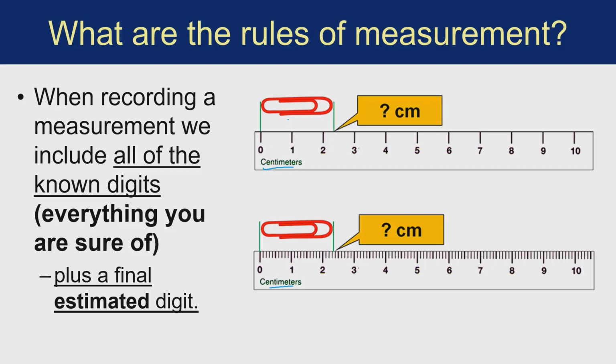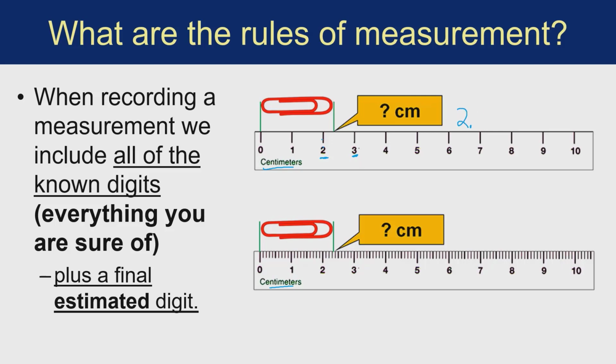So if we were to measure this paperclip using the top ruler, we are going to record in the measurement all the known digits, which means everything we're sure of, plus our estimate. And this is really called measuring to the proper number of significant figures. Let's apply it. We know right now that this paperclip is more than 2, but less than 3. So I am sure of the fact that it's 2 centimeters.